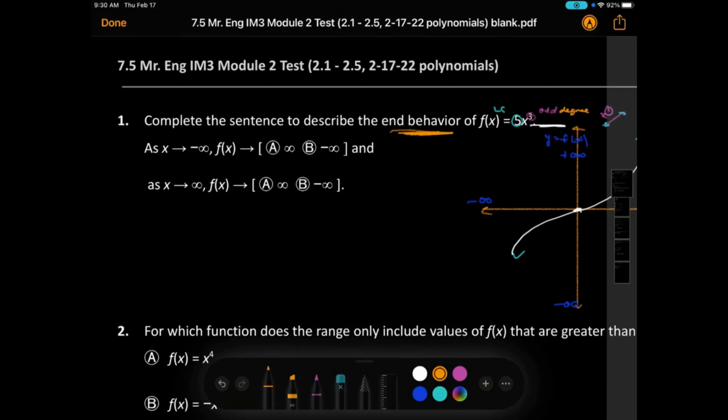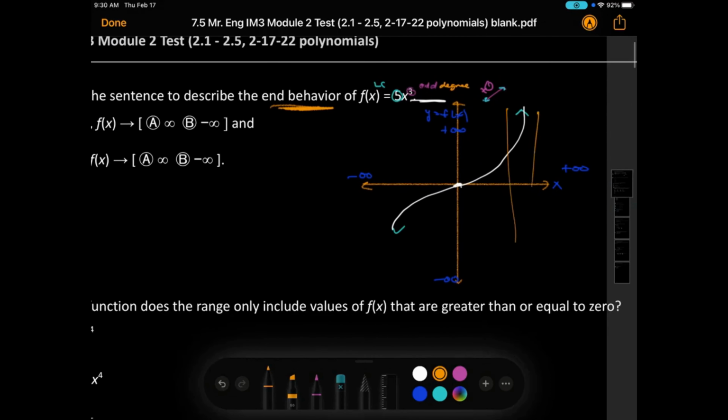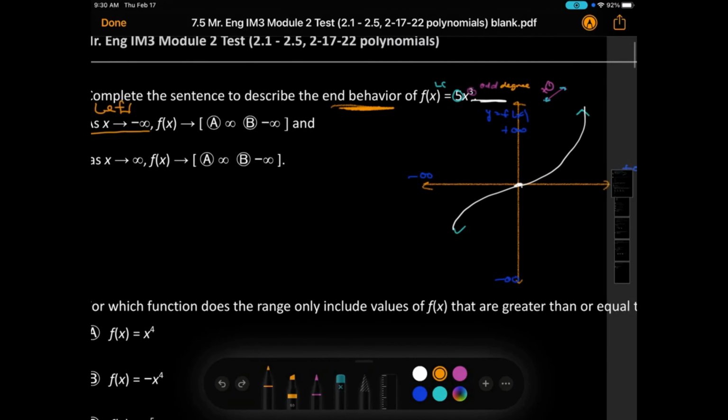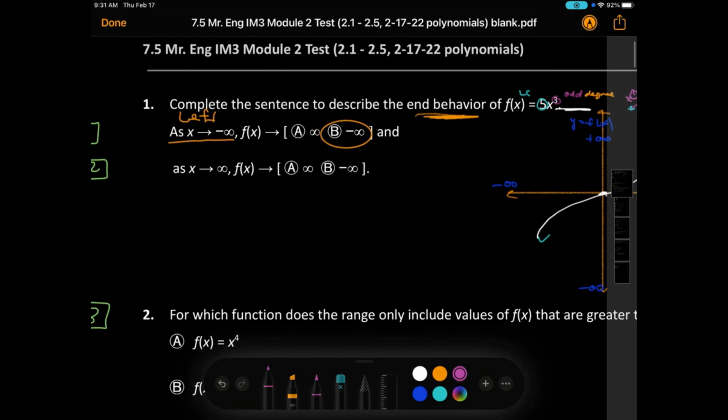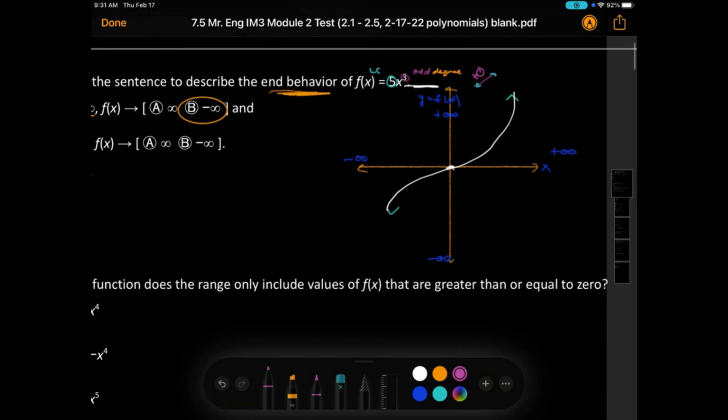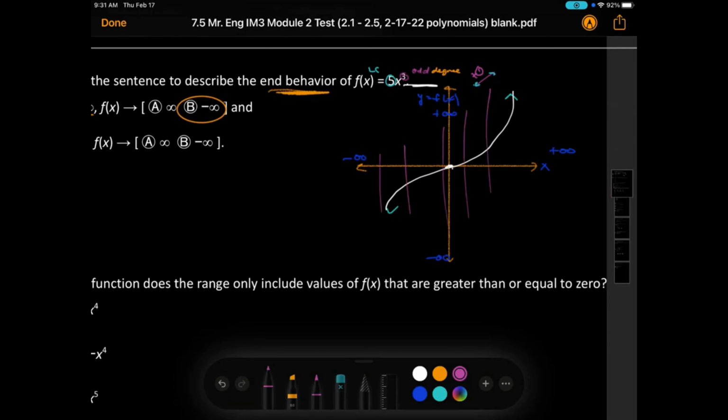I know they do it kind of backwards here. As x goes towards negative infinity, so this is going towards the left, what happens to my graph? Well, if I go towards the left, the graph or the arrow goes where? Down. So that would be negative infinity is my answer. As x goes towards the positive numbers, that means it's going towards the right. There's my arrow. That means it's going to positive infinity would be our answer.